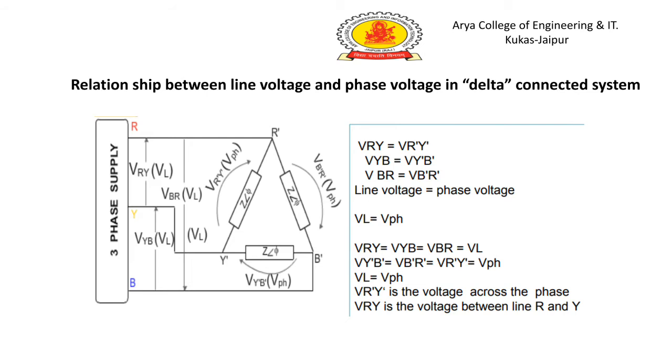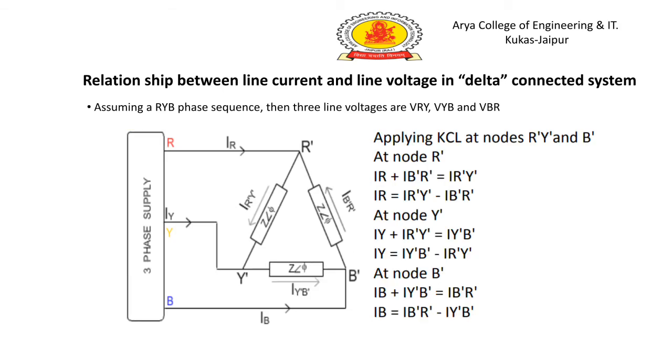Relationship between line voltage and phase voltage in a delta connection. Simply, we have indicated it in a diagram. Clearly you have seen the relationship between line current and line voltage in a delta connection. Here we apply KVL and KCL.